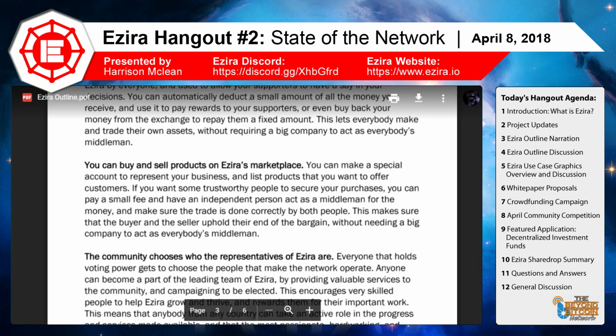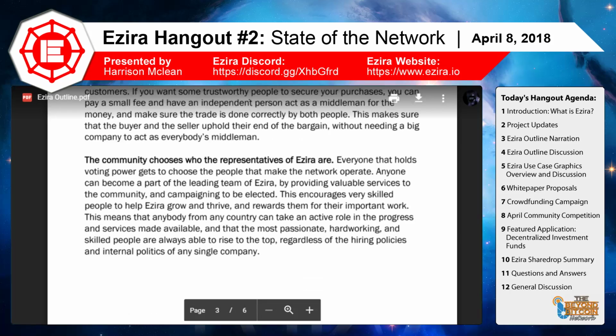The community chooses who the representatives of Ezira are. Everyone that holds voting power gets to choose the people that make the network operate. Anyone can become a part of the leading team of Ezira by providing valuable services to the community and campaigning to be elected. This encourages very skilled people to help Ezira grow and thrive and rewards them for their important work.